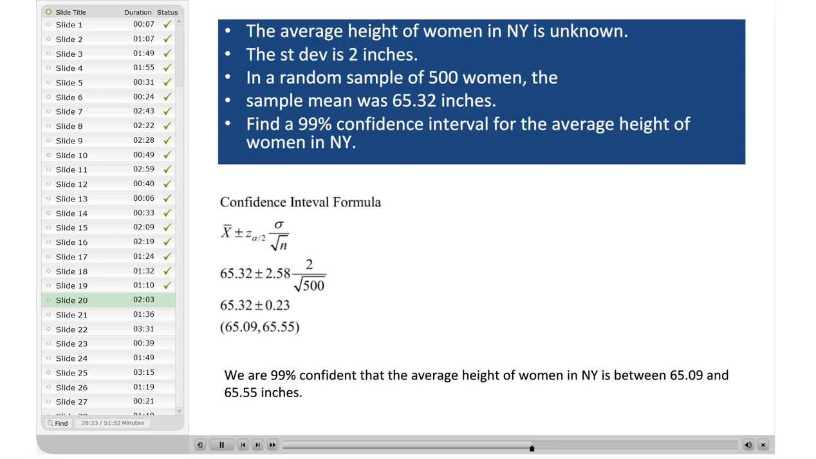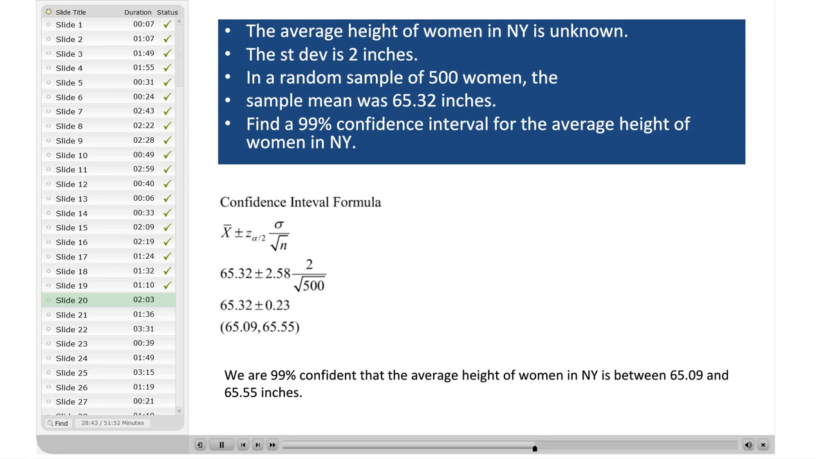What I would recommend doing is just completely calculate the margin of error first. So wait before you deal with a plus or minus until later. So when we do that calculation, we get 0.23. That's our margin of error. So our confidence interval is 65.32 plus or minus 0.23.